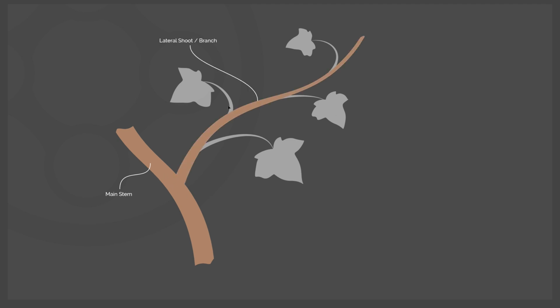Second comes the lateral shoots and branches. They'll branch off the main stem and they'll follow a similar rule set to the main stem in that they'll follow light, or they'll avoid objects, they'll stick to a wall, that kind of thing. And then off that comes something.